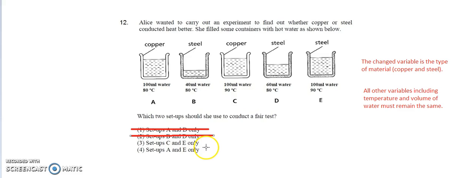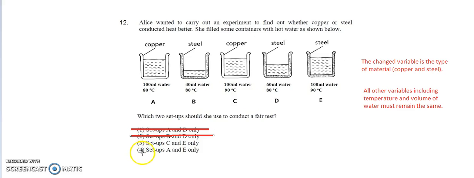Let's take a look at option 3, C and E. One copper, one steel, that's right. 100 ml of water in the copper, 100 ml of water in the steel, that's right. The water is at 90 degrees C in the copper container and 90 degrees C in the steel container. So option 3 is a possible answer.